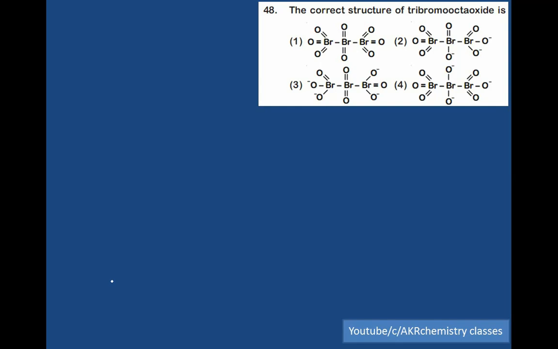Which is the correct structure of tribromo octaoxide? Octaoxide, it is a neutral molecule. So option first one is the right answer.